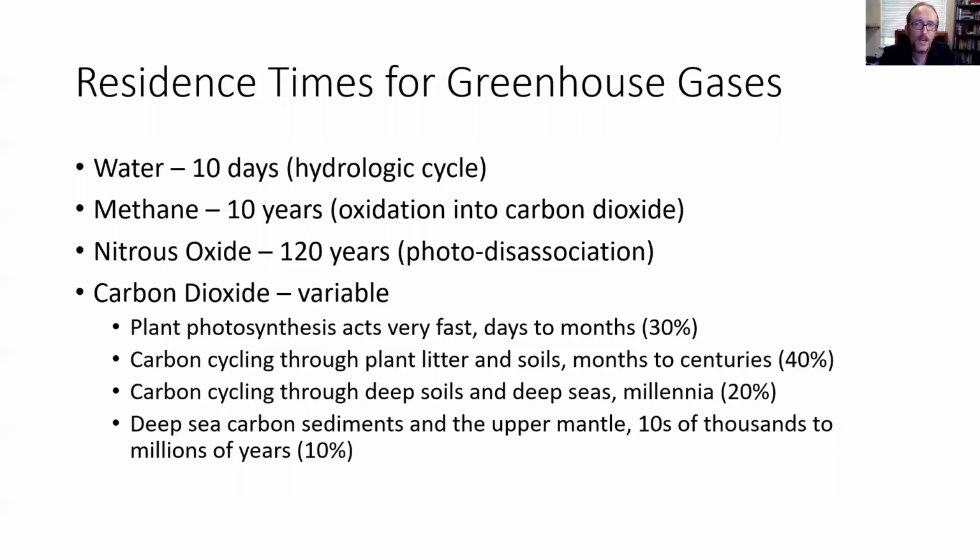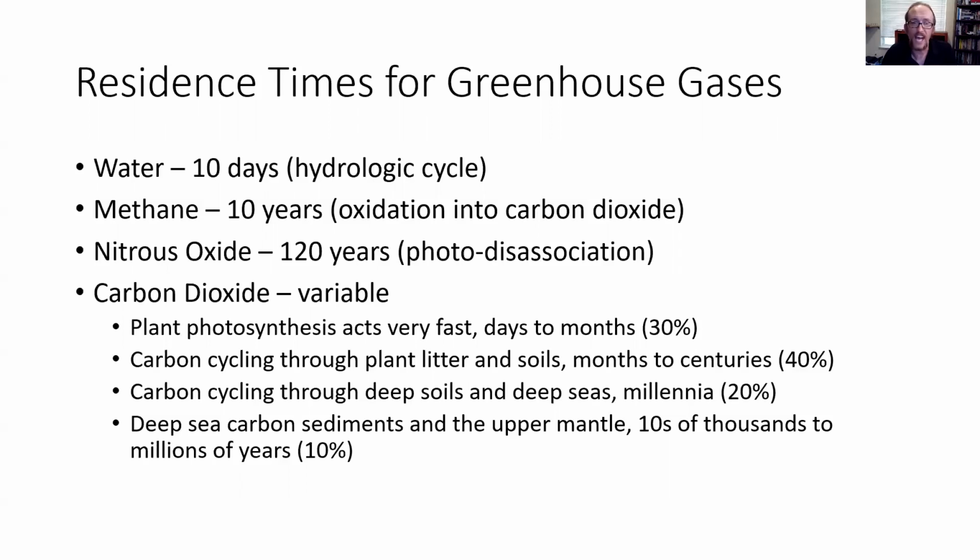Nitrous oxide, which comes from incomplete combustion in car exhaust, for example, and power plants, has a residence time of about 120 years. It photodisassociates. The sunlight will actually break it apart and make it into molecules that do not trap heat. So it becomes not a greenhouse gas, it breaks apart. We also have bacteria that fix nitrogen from the atmosphere into fertilizers, etc. So it is removed from the system.